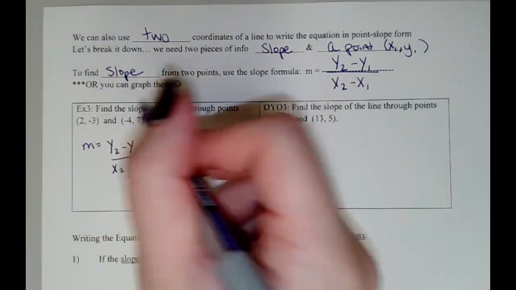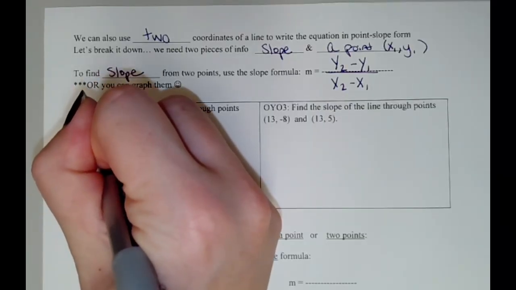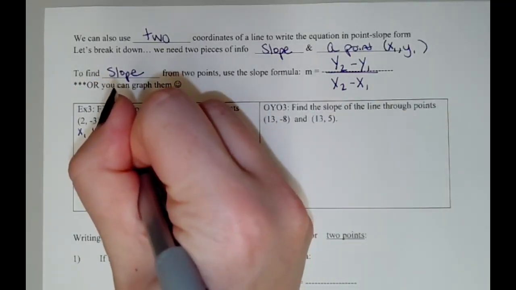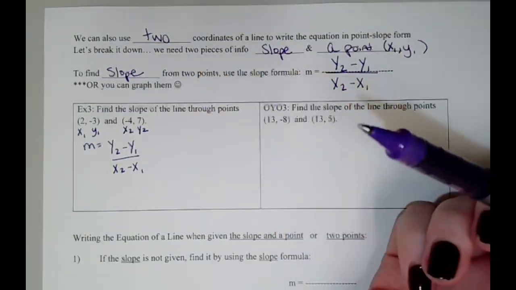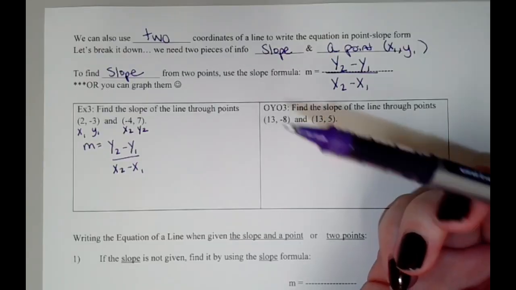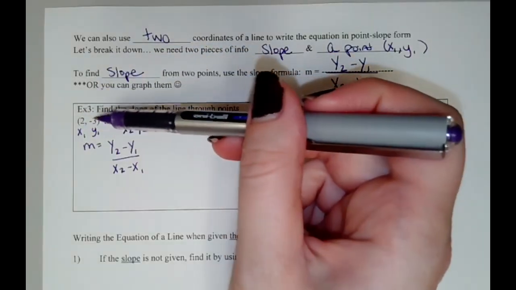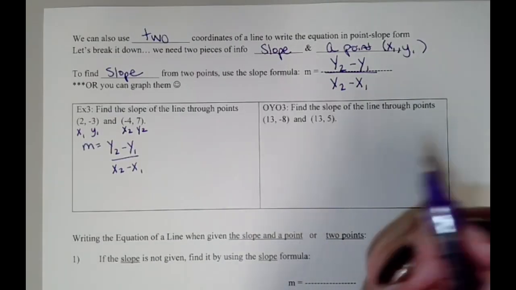When you are looking at your 2 points, you need to let one of them be x1 comma y1, the other to be x2 comma y2. So I usually just let the first point be x1 y1 and the second point be x2 y2. Remember, any point is always x comma y. The subscripts help us tell the difference between the 2 points.